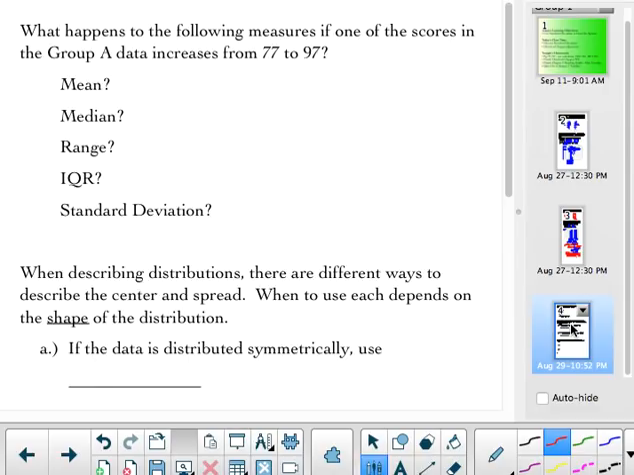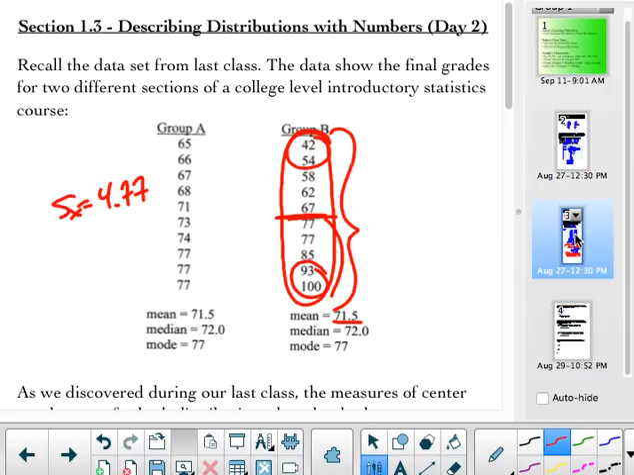Conceptually, I'd also like you to think about what happens to the following measures if one of the scores in the group A data increases from 77 to 97. If I go back to this data and instead of this guy here, let's say it's 97. Let's say somebody knocked it out of the park and broke the trend of this class and really got an A, despite all the others still having their mediocre grades.